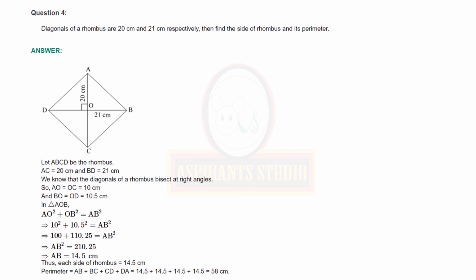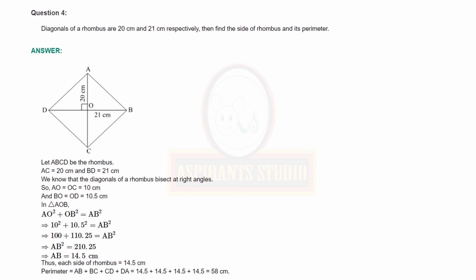Now substitute the values here. 10 square plus 10.5 square is equal to AB square. 10 square is 10 into 10, that is 100. 10.5 square is 10.5 multiplied by 10.5, that is 110.25. So 100 plus 110.25 will become 210.25. Now find the square root of this.